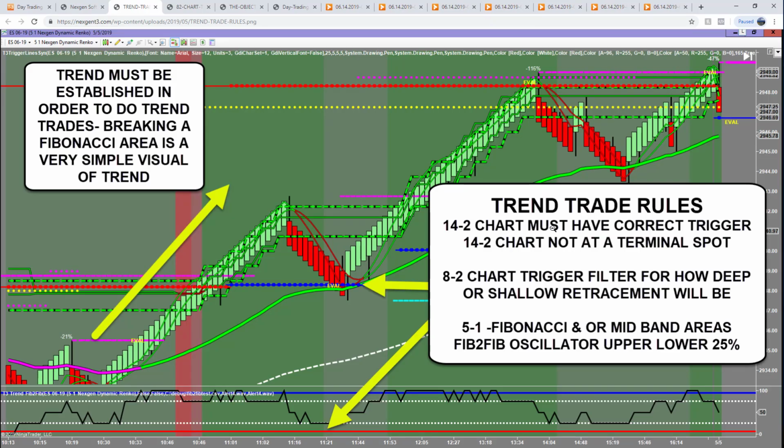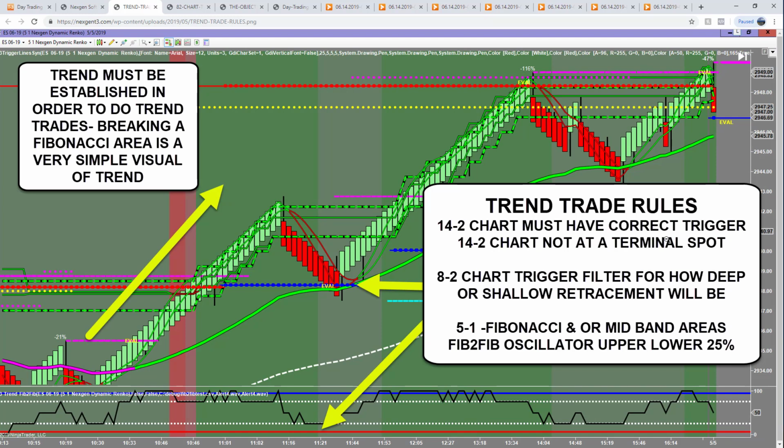Make sure you're doing the right thing, guys. The 14-2 chart has to be correct. Make sure you're not at a terminal spot where the market's going to end. Make sure that the 8-2 chart filter is helping you out with the background color on the 5-1 chart. And make sure that you're at the right spot on your chart in order to do a trade. You put all those things together, you're going to be very, very confident with the software.